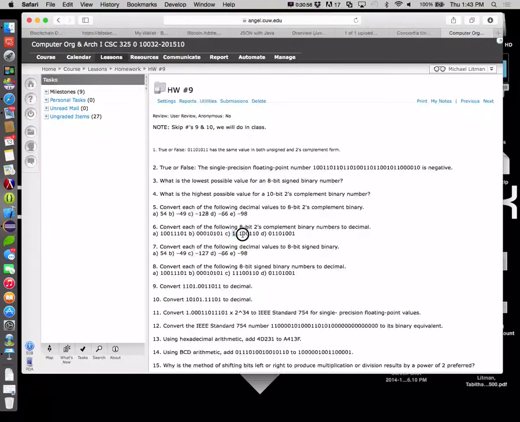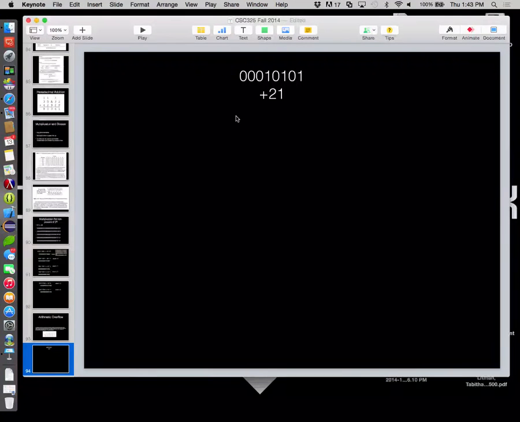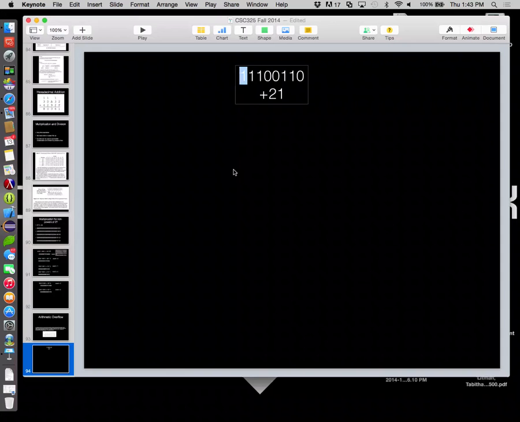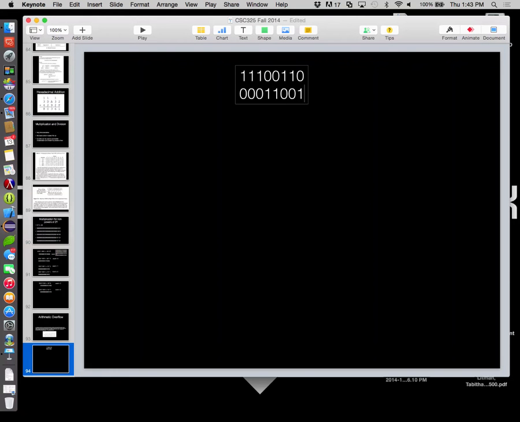All right, then this one. Positive or negative number? Negative. So we've got to do the 2's complement thing, right? That's going to be 0, 0, 0, 1, 1, 0, 0, 1. Then we're going to add 1 to it.